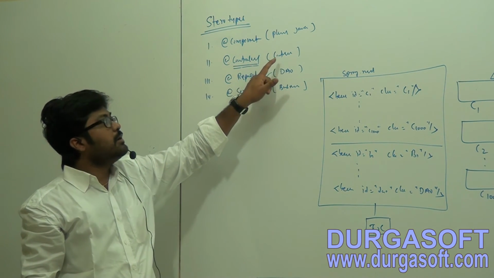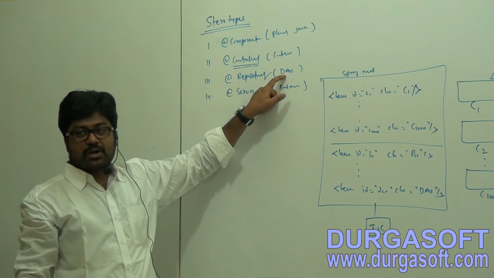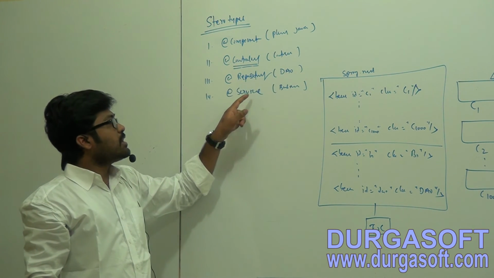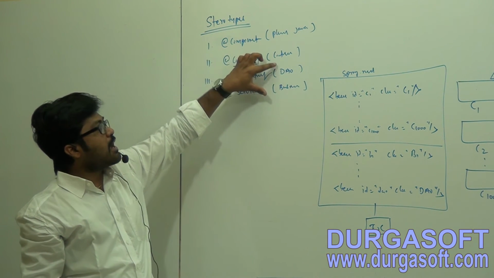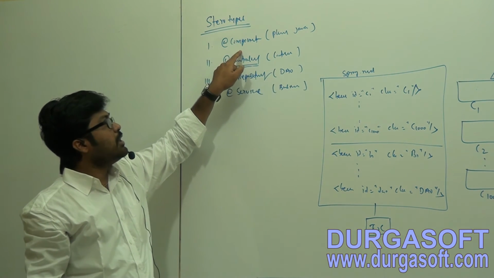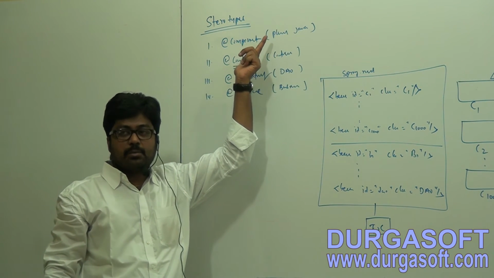If it is a controller, it will provide HTTP objects here. If it is a repository, it will provide some transaction capability here. If it is a service, it will provide security and all this here. Okay, so they will provide some special capabilities to your classes. But if it is a component, you need to use it for only plain Java classes. It will not provide any additional capabilities.